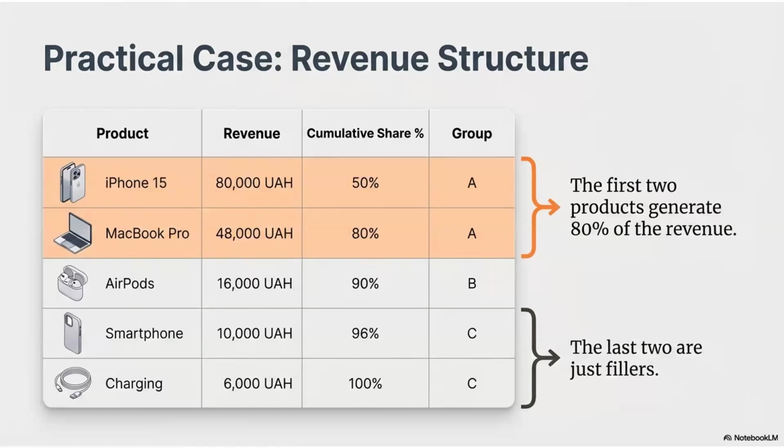The next item, AirPods, adds another 10% to the total volume, bringing the cumulative share to 90%. This is a classic representative of Group B. And finally, budget smartphones and charging cables accumulate the remainder, closing the final percentages to a full 100. These last items are the typical bulk, i.e. Group C, which in total provides less than 10% of the revenue.